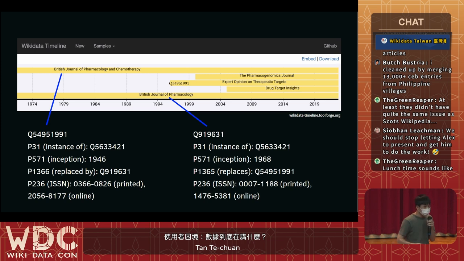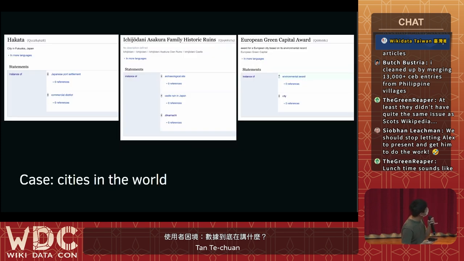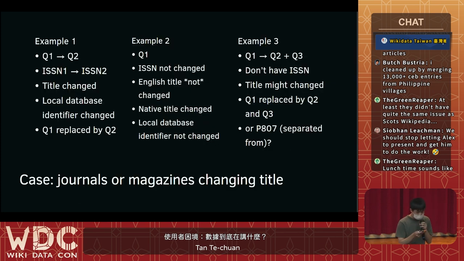So in Wikidata, many concepts use "replaces" and "replaced by" to show the relation between one item and another item. But sometimes the concept is very complicated. Like here I have some different cases of what happens if a journal changes its title.